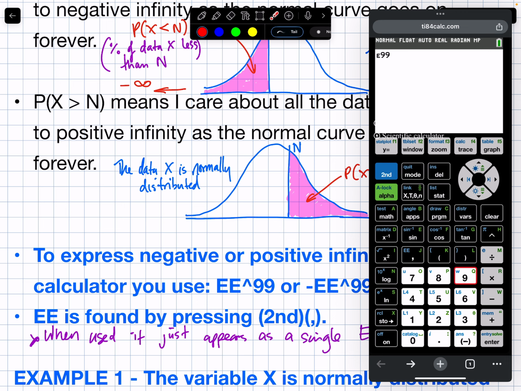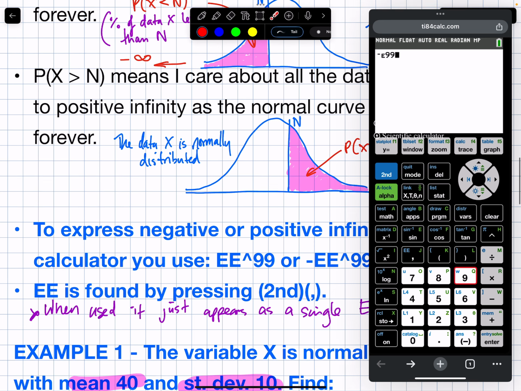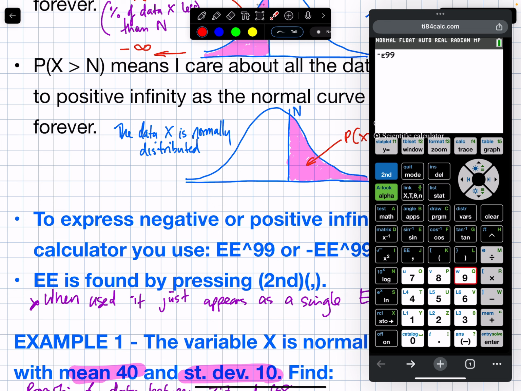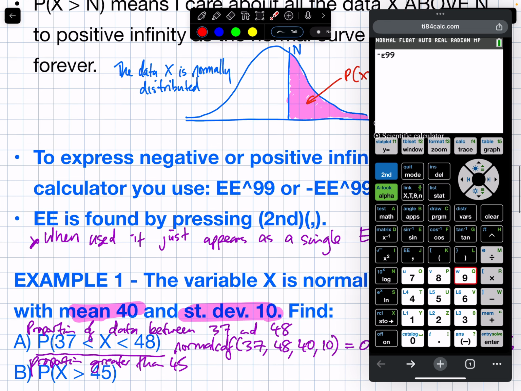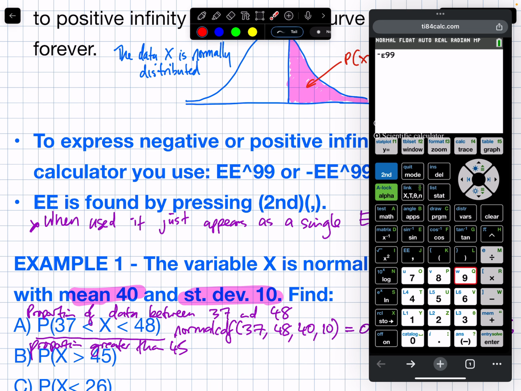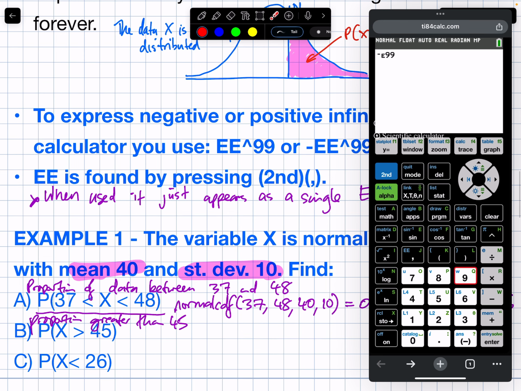If you wanted to do negative infinity for the other way, do you remember the negative sign we used for TVM solver? It's not the take sign. What's the negative button? It's next to enter. So if you wanted negative infinity, you'd go negative button there, the little highlighted one. How do I get E again? Second comma and 99. That's the smallest infinity. That's infinity to that way. That's how we deal with greater than or less than. If it's greater than, my upper is going to be positive infinity to the right.